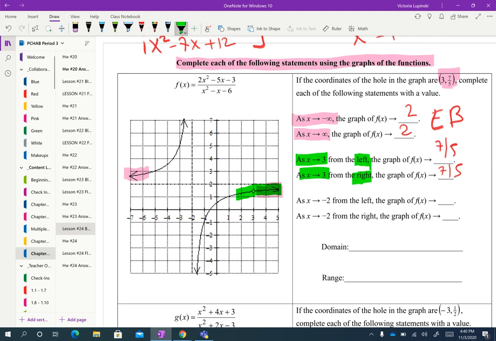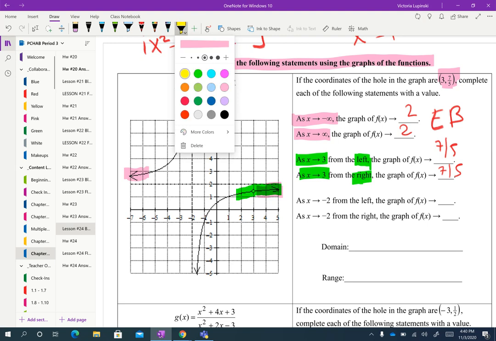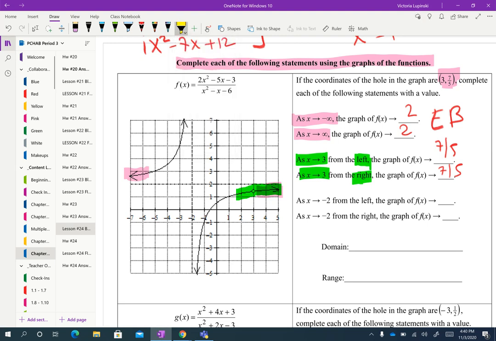Then you're talking about the value at -2. And if you're talking about the value at -2, you're talking about what's happening as you go from the left and the right. So as you approach -2 from the left, that means you're approaching it from here. And as you approach -2 from the right, that means you're approaching it from here. So as you're approaching -2 from the left, the graph is going up, up, up. How high can you go? +infinity. As you approach -2 from the right, how low can you go? -infinity.